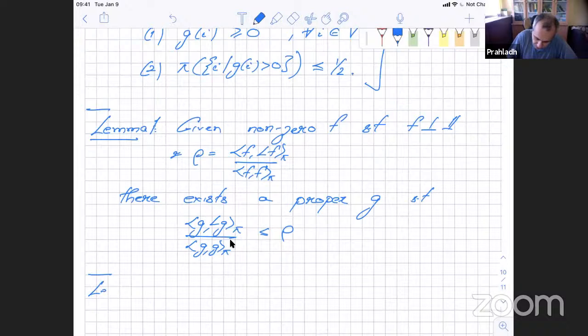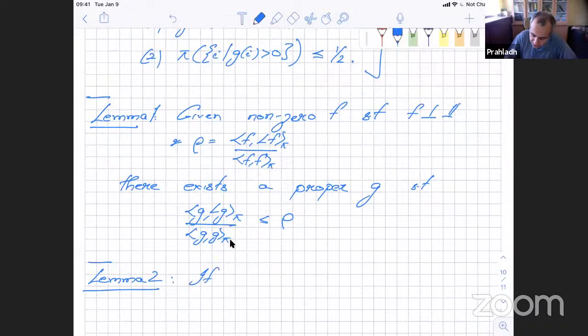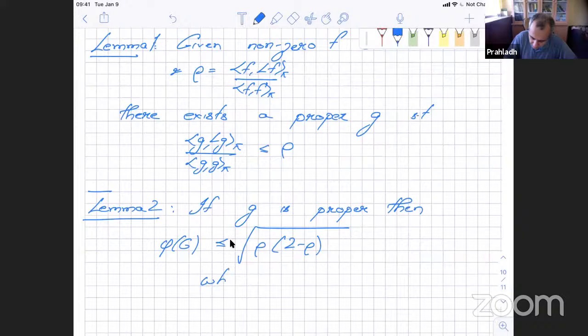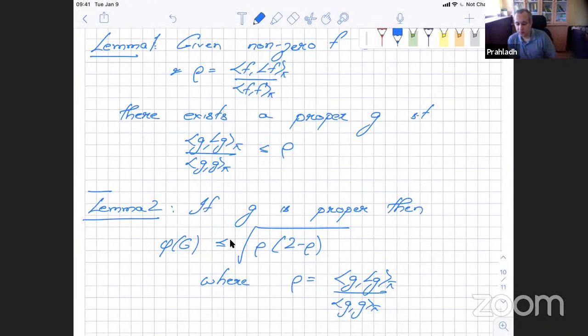Lemma 2, which we'll show, is: if G is proper, then phi of G, the conductance of the graph, is always less than or equal to rho times 2 minus rho, where rho is actually the Rayleigh coefficient corresponding to G. Okay. This is what we will show.